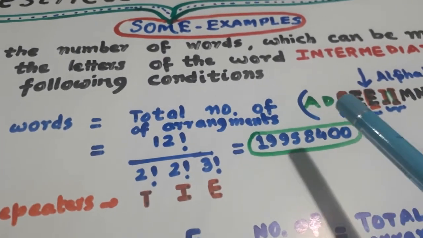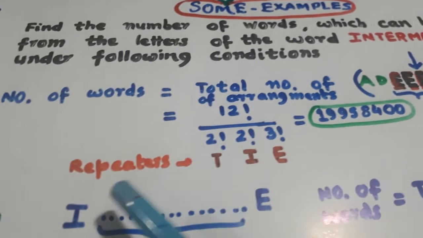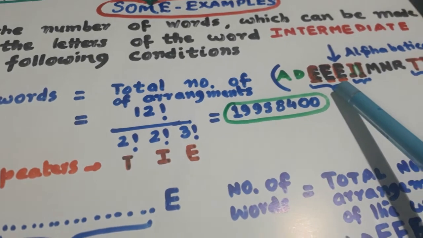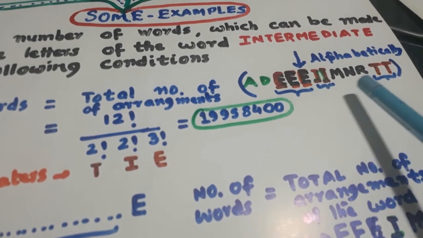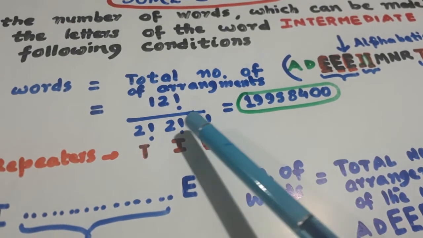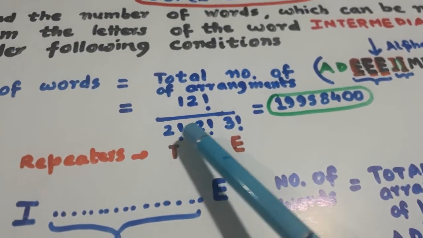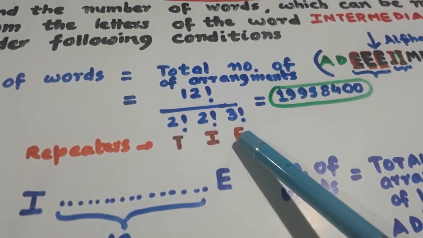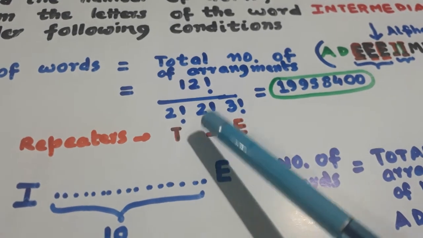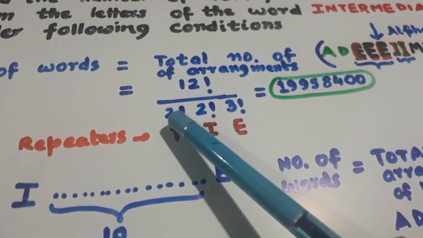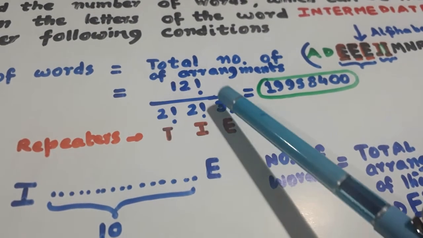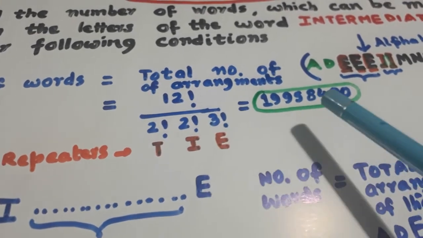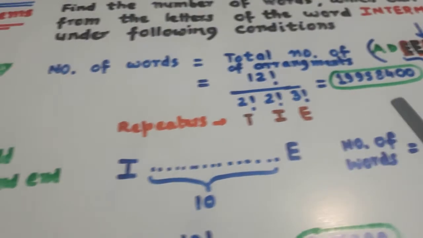But there are repetitions. Look here, these are repetitions. 3 E are there, 2 I are there, 2 T are there. 3, 2, 2. So repeaters have to be written in the denominator. And here E is 3 times, 3 factorial, I is 2 times, T is 2 times. So this is the method of repeaters. We have to write the repeaters in the denominator with factorials. So this answer comes. Now let us go to the second condition.